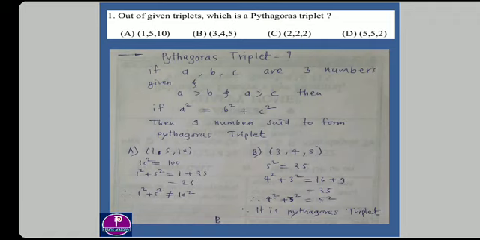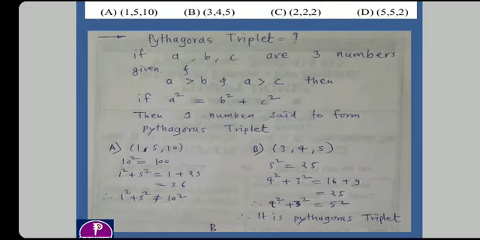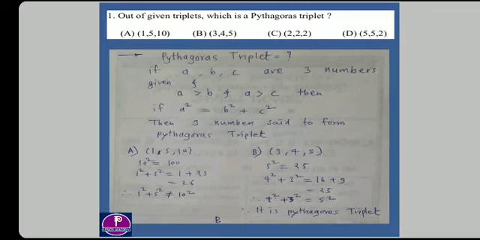Here numbers are 3, 4, 5. Then if you do the same process, you will find that 5 square is equal to 4 square plus 3 square. So this is a Pythagorean triplet.